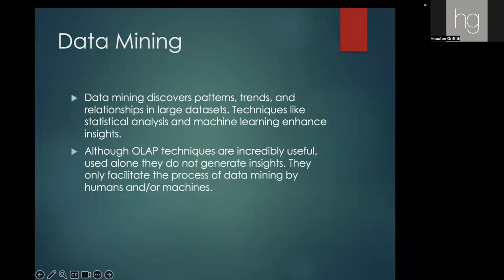So next I'm going to define data mining. Data mining discovers patterns, trends, and relationships in large data sets. Techniques like statistical analysis and machine learning enhance insights. Although OLAP techniques are incredibly useful, used alone, they do not generate insights. They only facilitate the process of data mining by humans and/or machines.